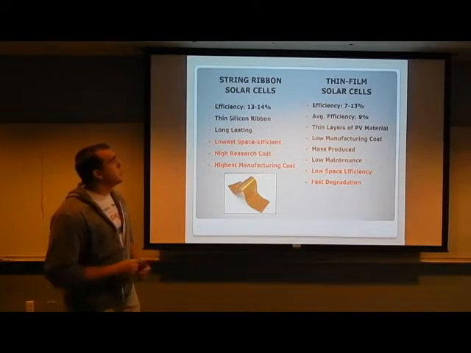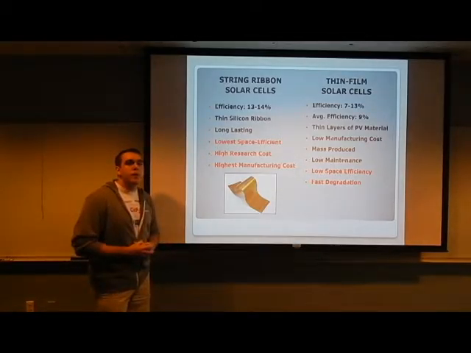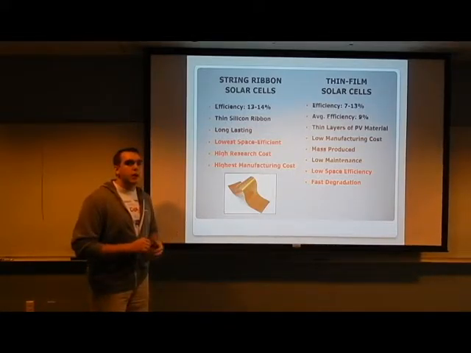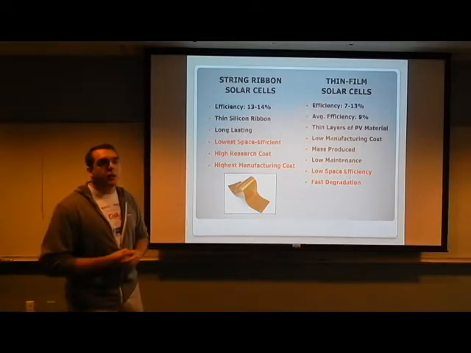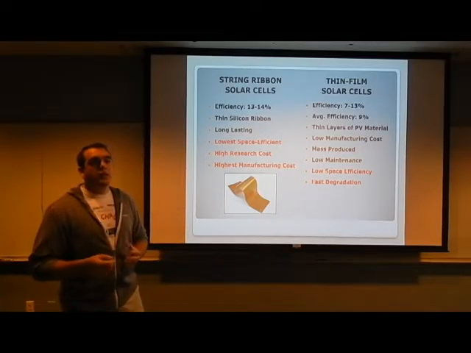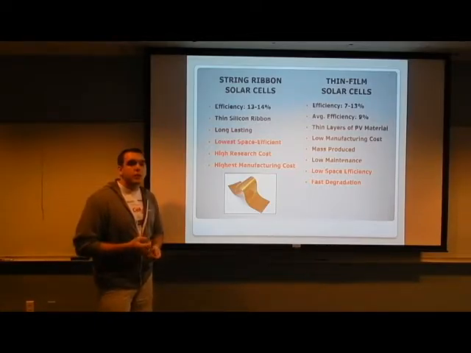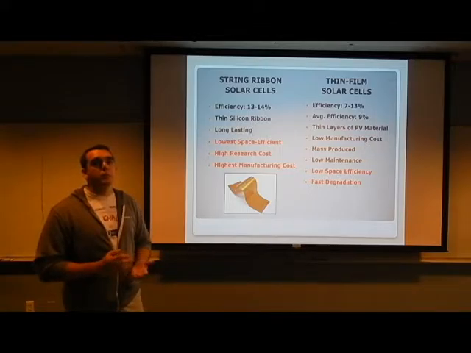Next up, we have string-ribbon solar cells, which have an efficiency of about 13 to 14%. They get their name from the manufacturing process, thin silicon ribbon pulling. It is manufactured by pulling thin strands of silicon through molten high-purity silicon. They also have a long-lasting capability, and their main downsides are that they are very low in space efficiency, have a very high research cost, and a high manufacturing cost because of their process.